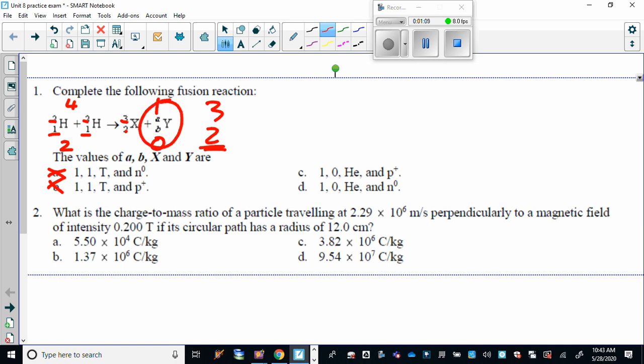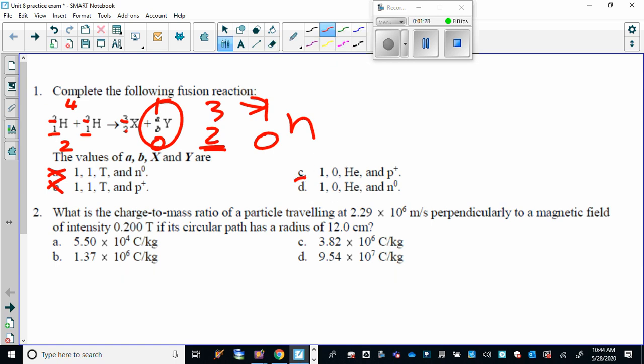Proton or neutron? And since the atomic number down here is 0, that means it has 0 protons, therefore it must be a neutron because it has 1 nucleon, and that nucleon is the neutron. So the answer to number 1 is, oops, I circled the wrong one, D. D as in dog.